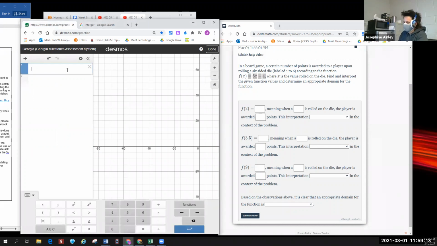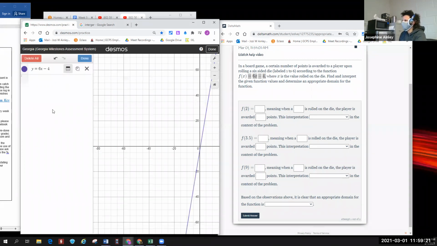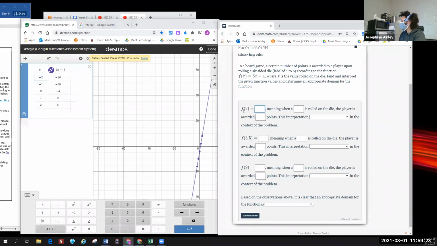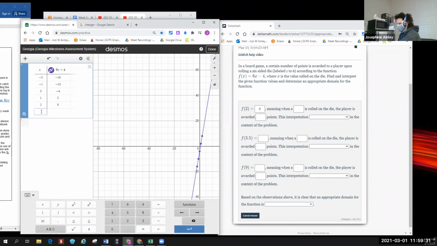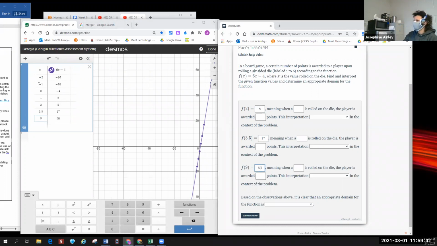So we're going to type in y equals and your function. And instead of changing the x, I'm just going to make it a table, because once I make it a table, I can put in the x value. So when x is equal to 2, y is equal to 8. When x is equal to 3.5, I go ahead and put 3.5 in the table, 17. When it's equal to 9, 50. So I'm just evaluating it.